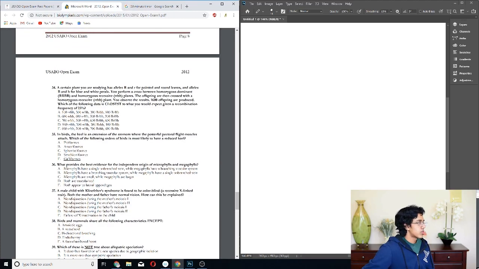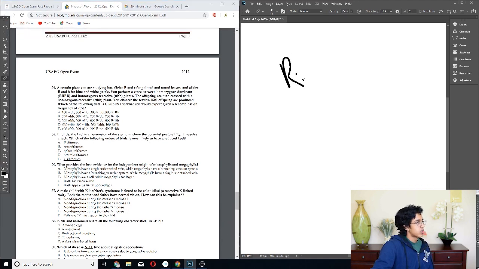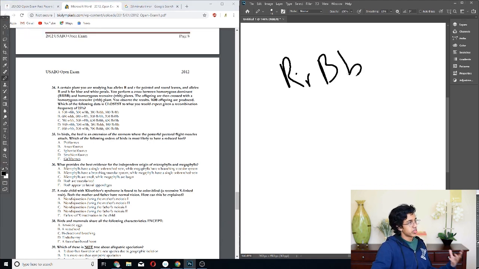Alright, 34. It has alleles R and r for pointed and round leaves, B and b for white petals, crossed homozygous dominant with homozygous recessive, and then they're crossed with homozygous recessive again. Okay, so basically, all of your offspring from the first generation are going to be heterozygous, RrBb. All of them are going to be like that. Okay, and then you cross it with the rrbb.